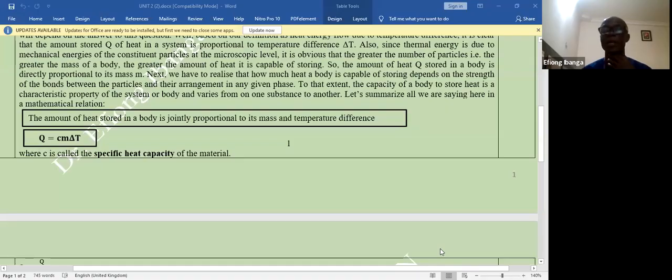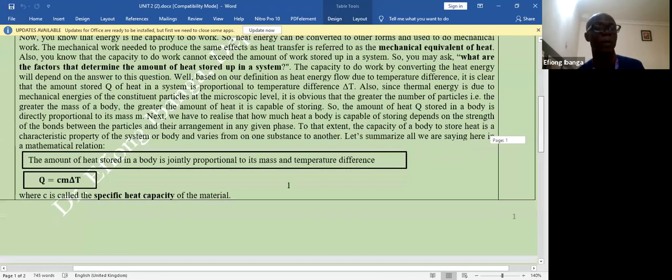Now, this is what we did last week. This is the basic equation that tells us about what we call the specific heat capacity, and you have it there. So what that tells us is that the amount of heat stored in a body is proportional to its mass, and then also the temperature difference. That's the basic thing that we did. And I told you the reasons for that.